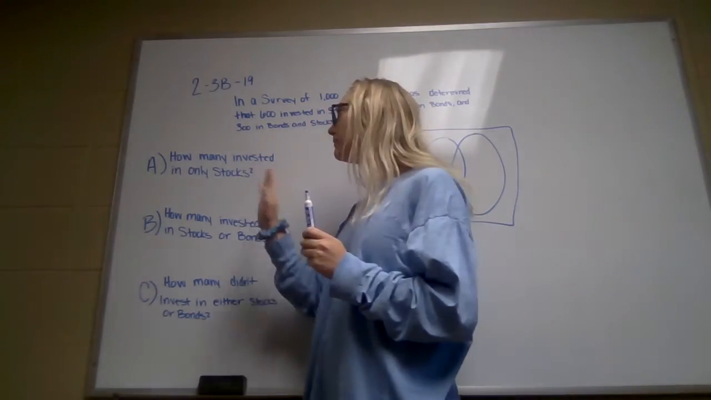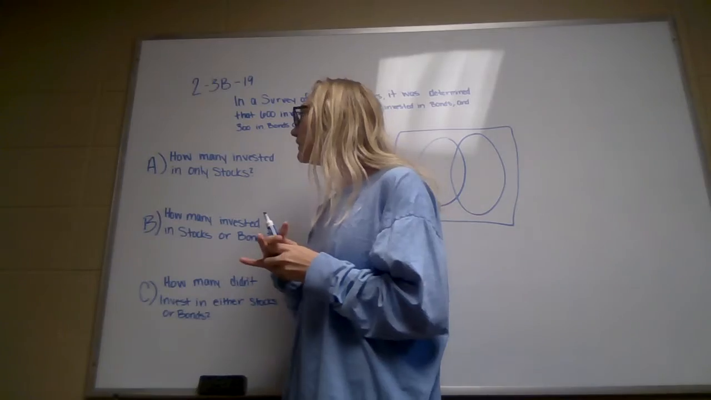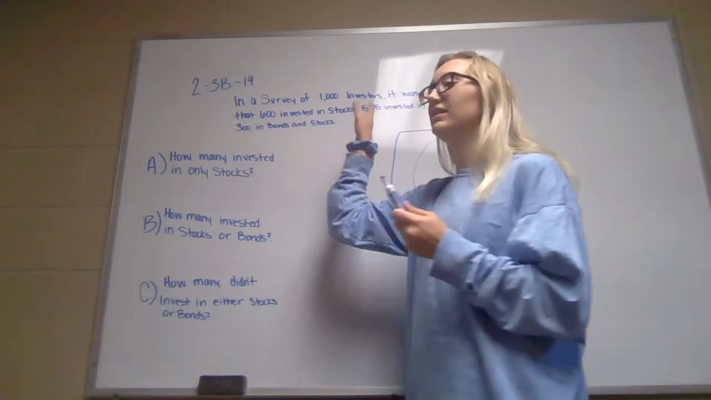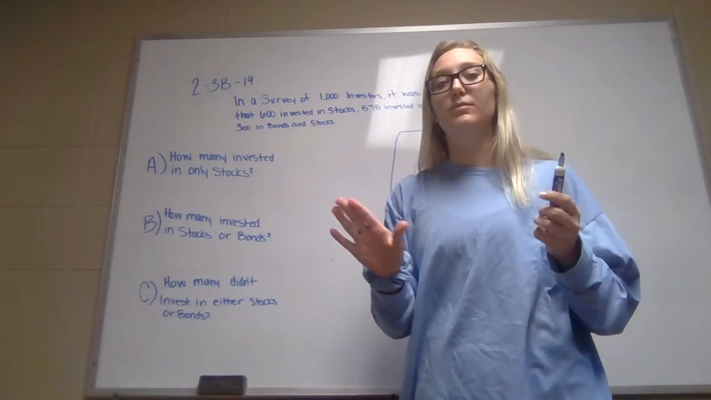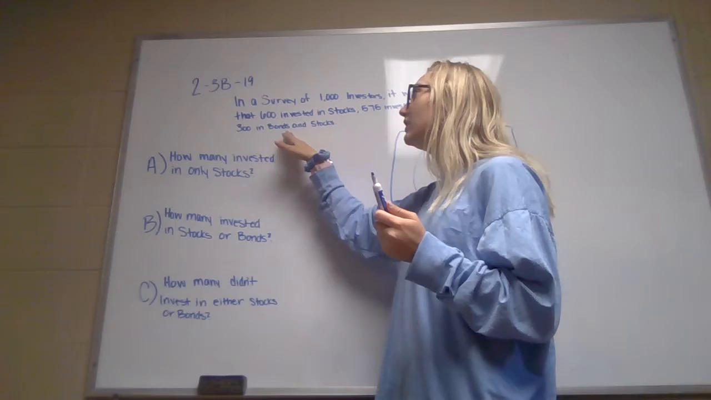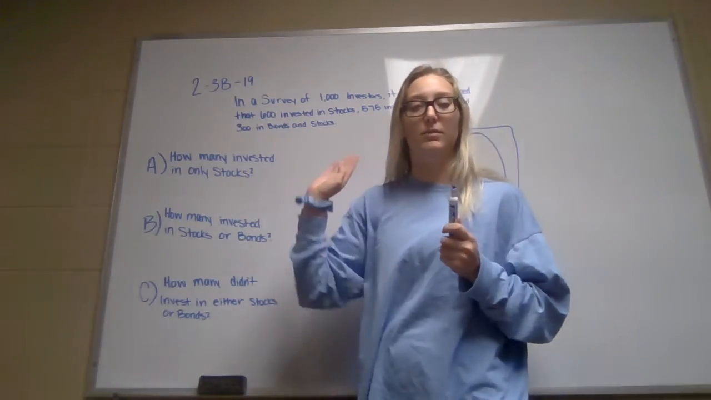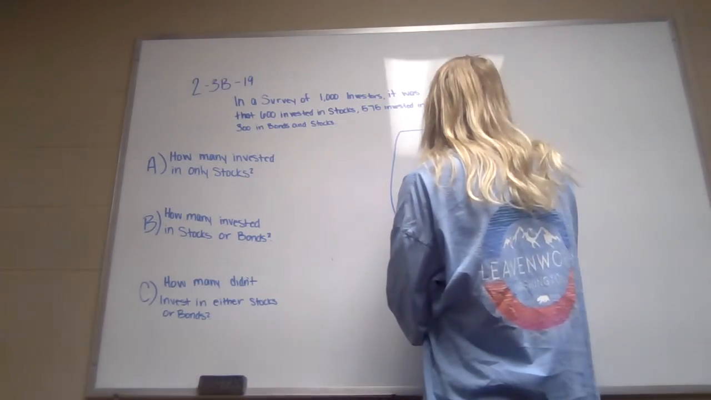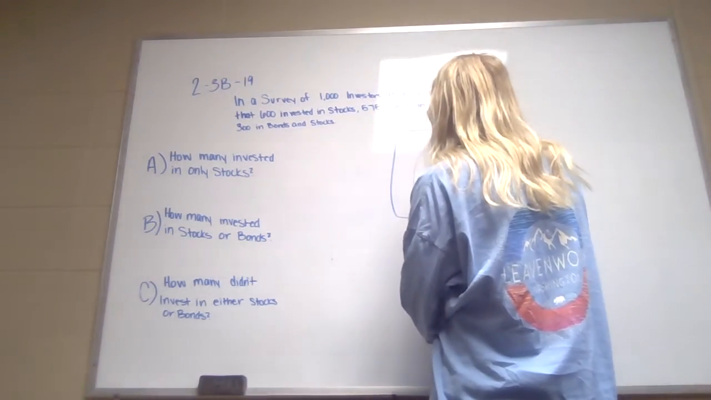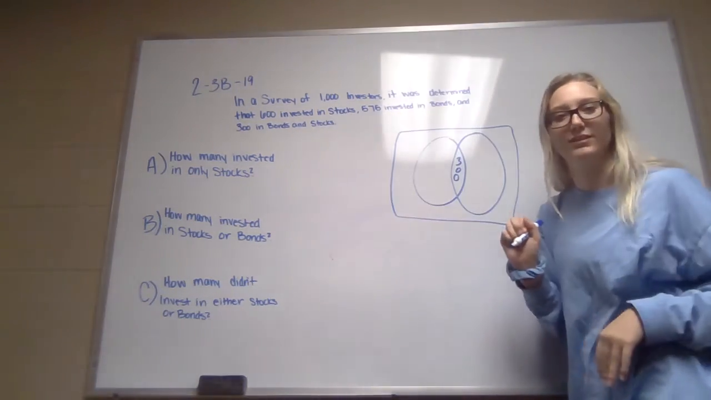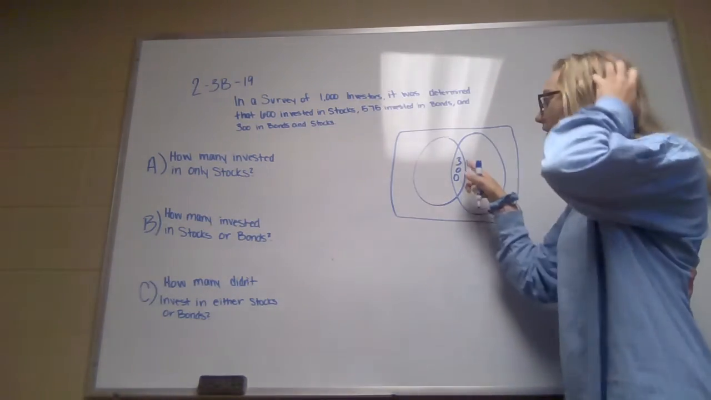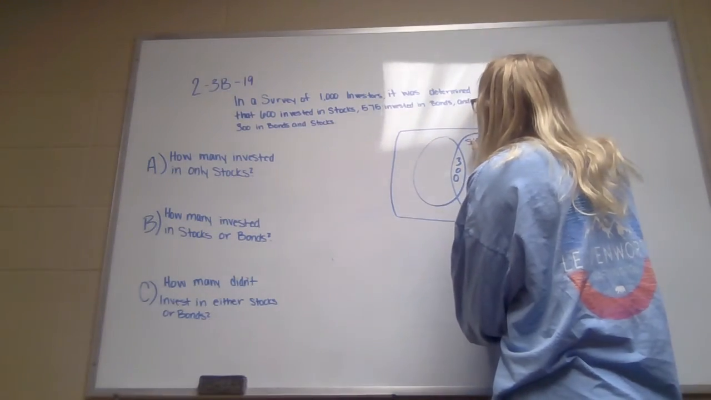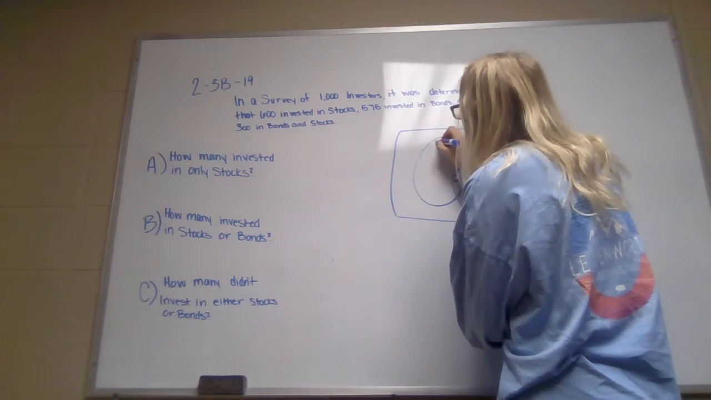So problem A is how many invested in only stocks? Well, it tells us that 600 invested in stocks, but we also know that 300 of those was invested in both stocks and bonds. So we know that the overlapping part is 300. I'm going to write it a little awkward so it fits in my little circle. So 300. So our whole circle for stocks, here I'll label it. Stocks, bonds.